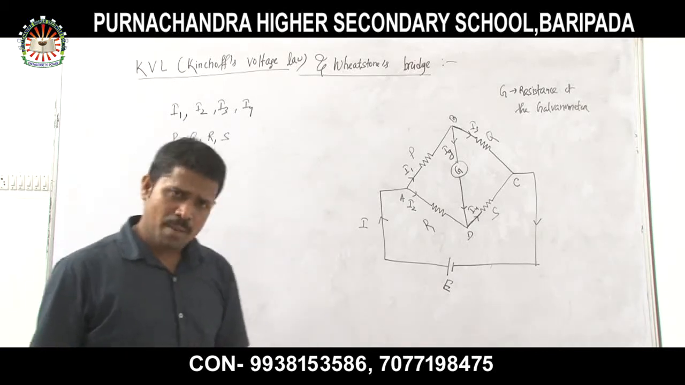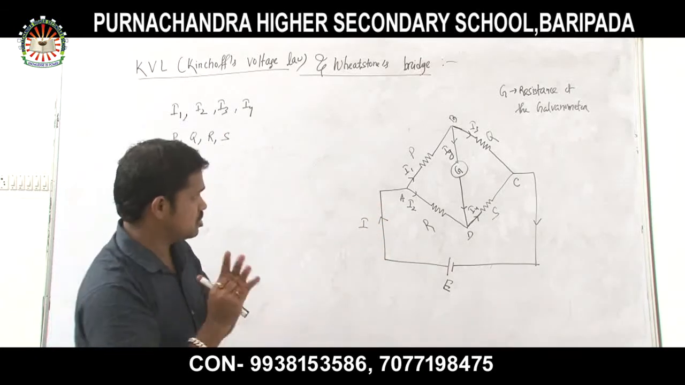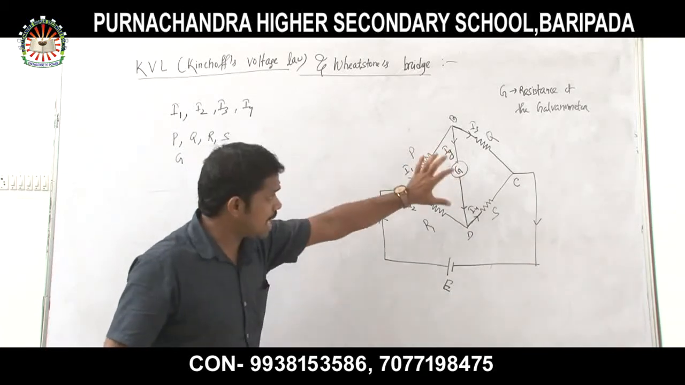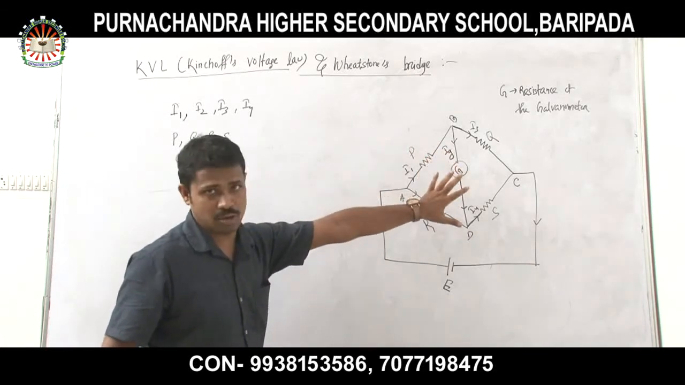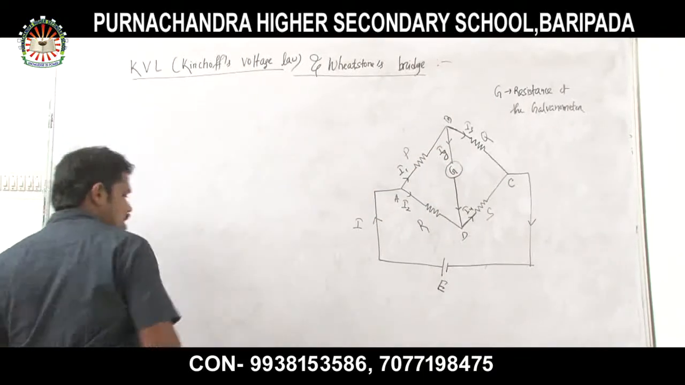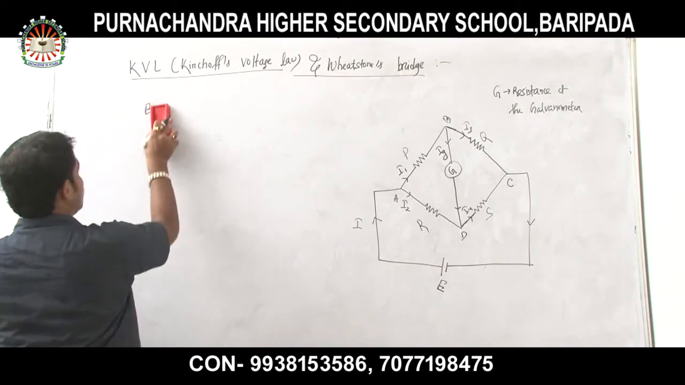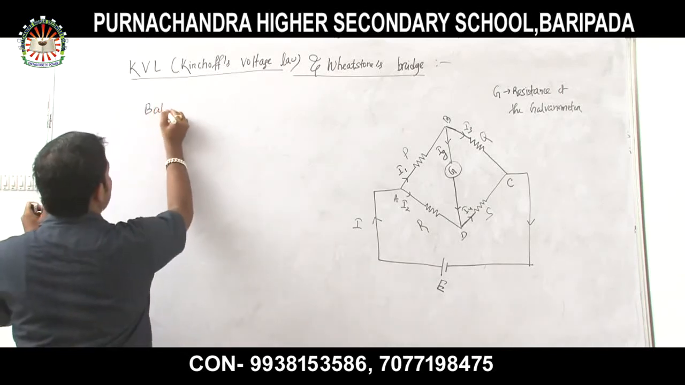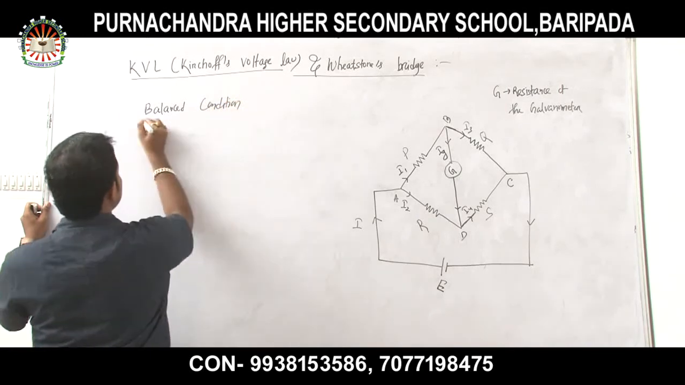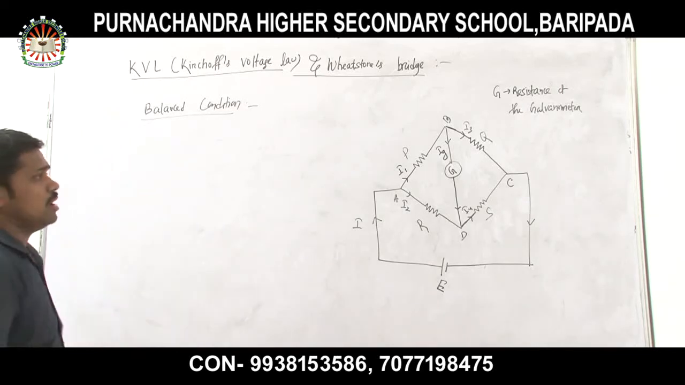But before you apply this circuit to find out the unknown resistance, first of all, we have to find out the balanced condition. Remember, the balanced or neutralized condition of this bridge. Okay, so what is the condition? Let us find out the balanced condition of your Wheatstone bridge. What is the condition of balancing? Okay.